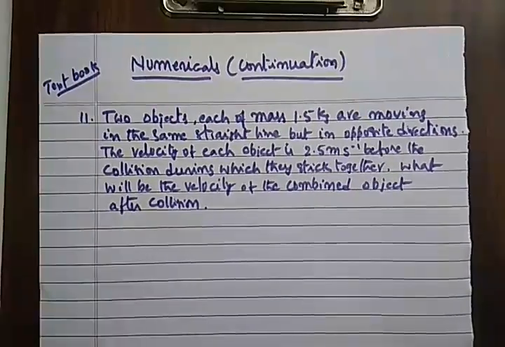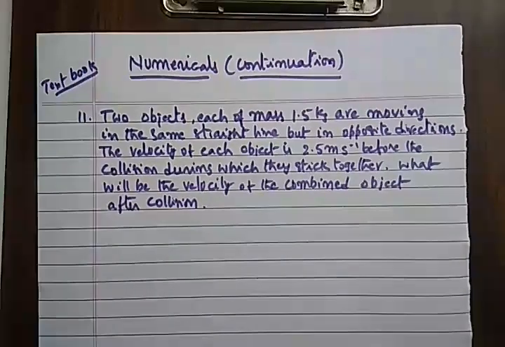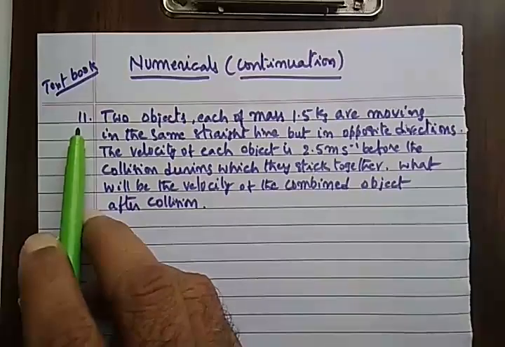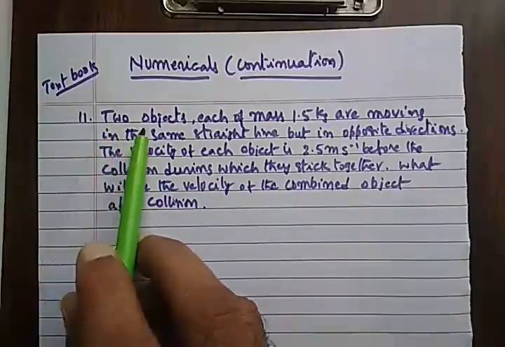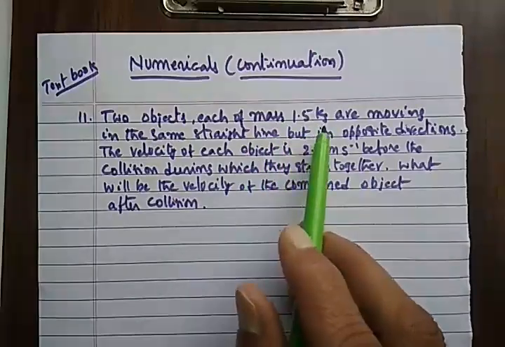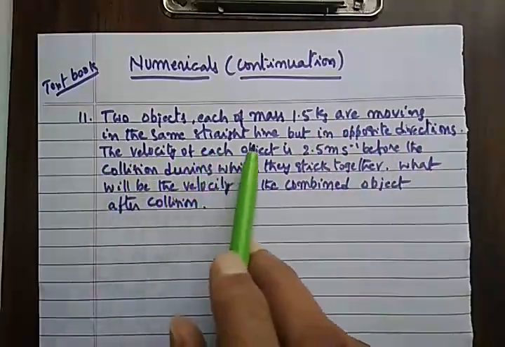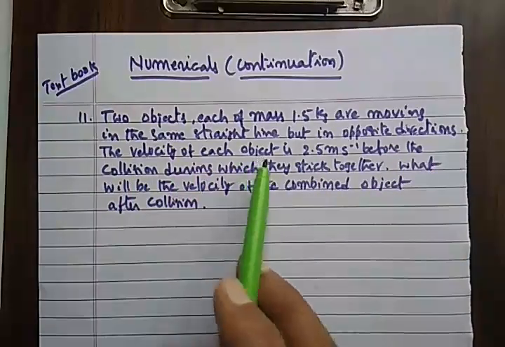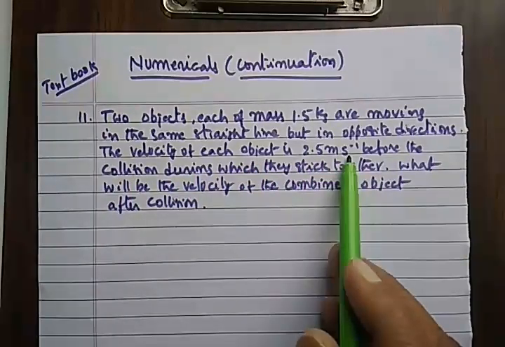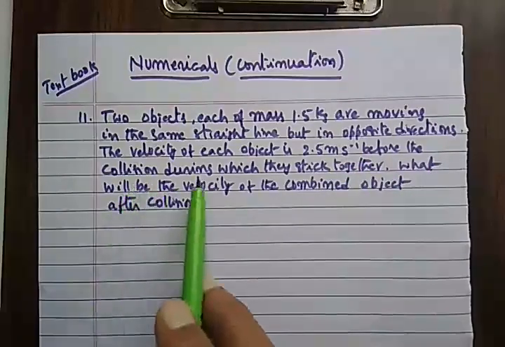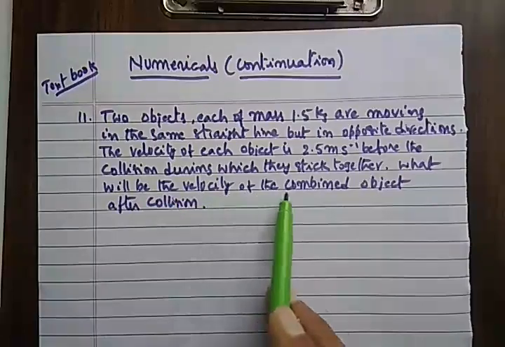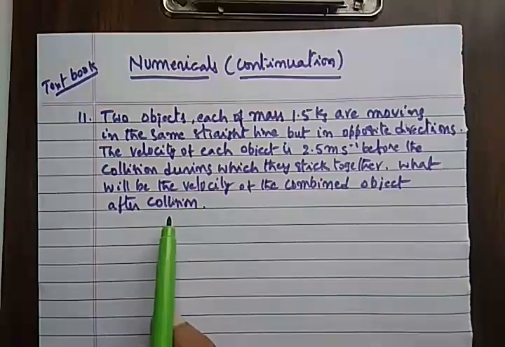So in this video, we will continue solving the numericals. So this is from the textbook. Question number 11. Two objects, each of mass 1.5 kg, are moving in the same straight line but in opposite directions. The velocity of each object is 2.5 meters per second before the collision, during which they stick together. What will be the velocity of the combined object after collision?